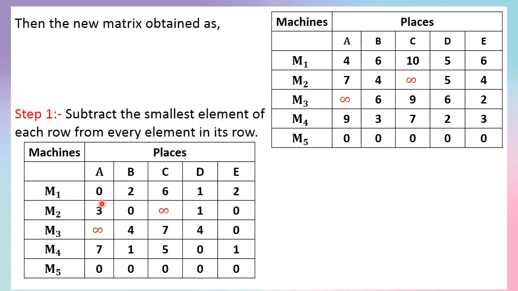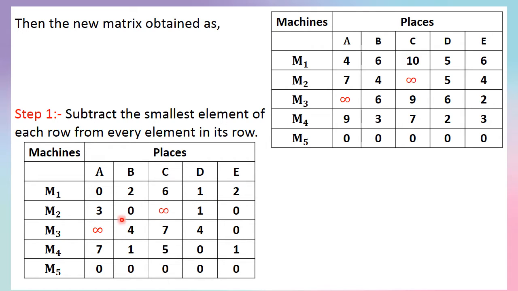So in the first row, 4 is the minimum element, so we have to subtract 4 from all the elements of that row. So 4 minus 4 is 0, 6 minus 4 is 2, 10 minus 4 is 6, 5 minus 4 is 1, 6 minus 4 is 2.